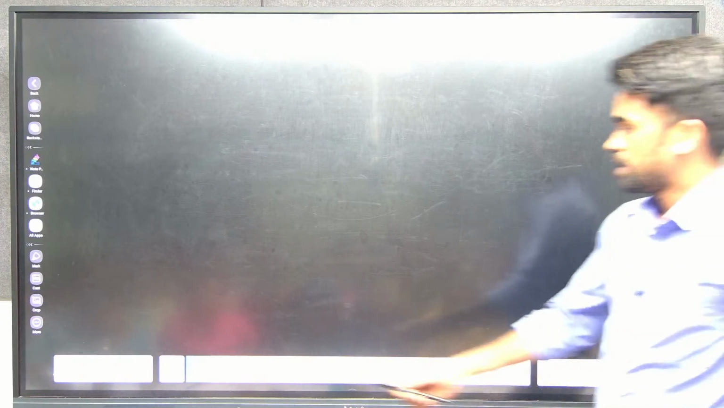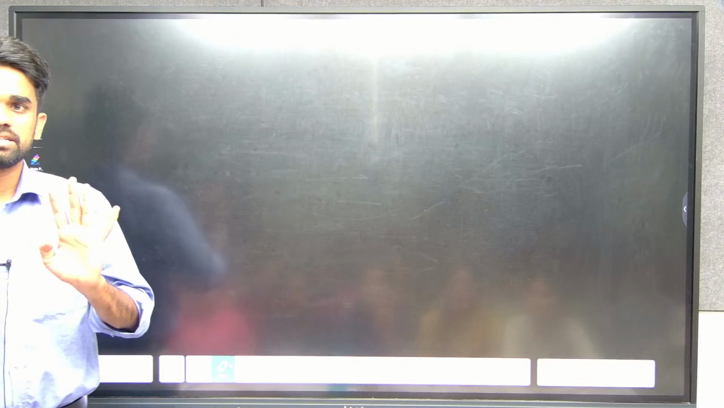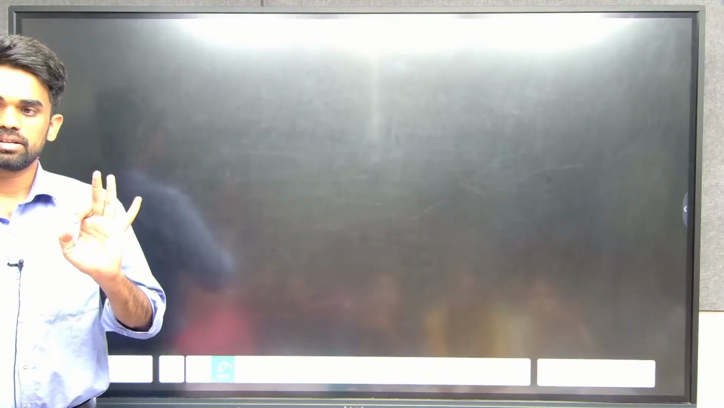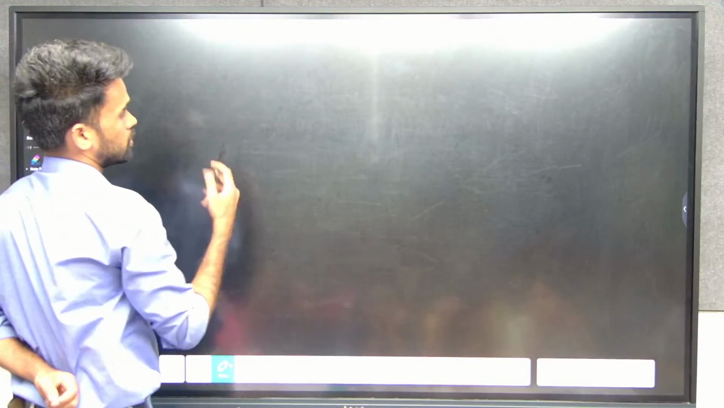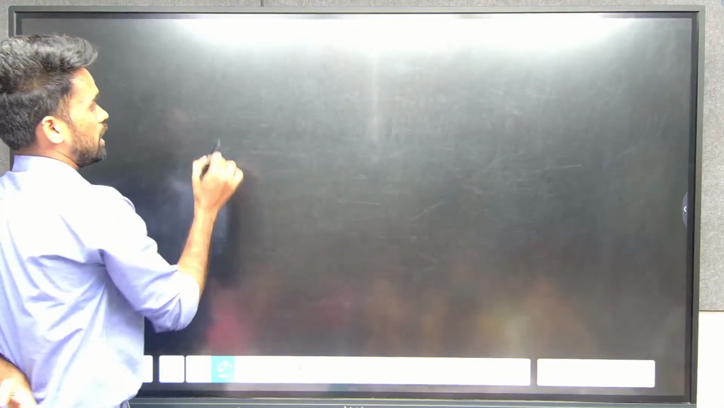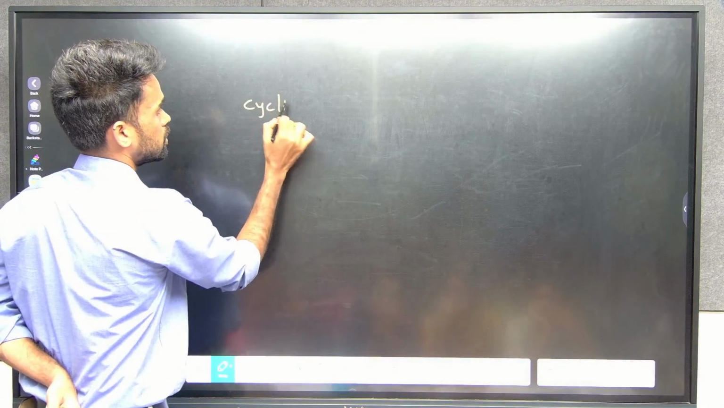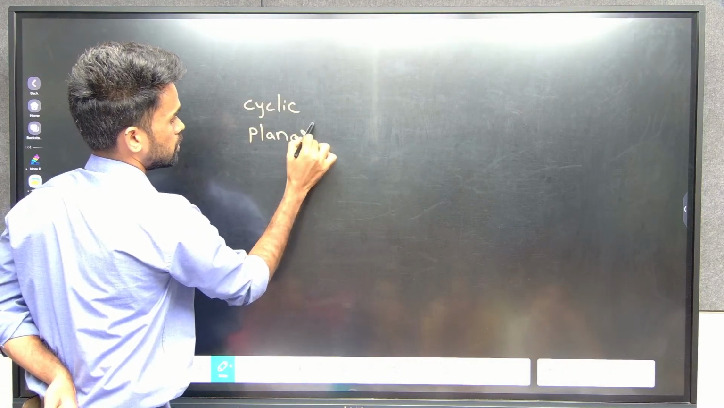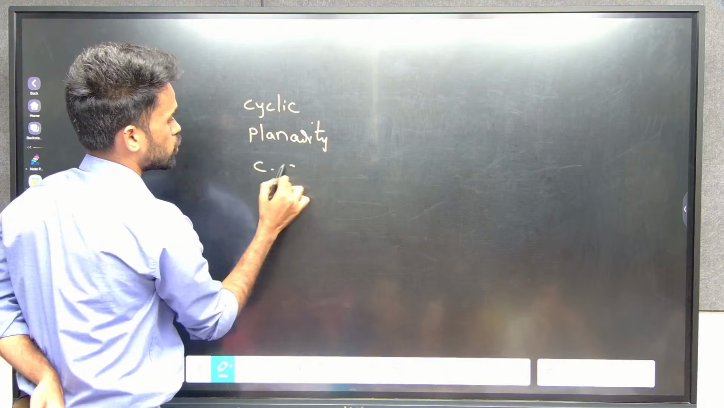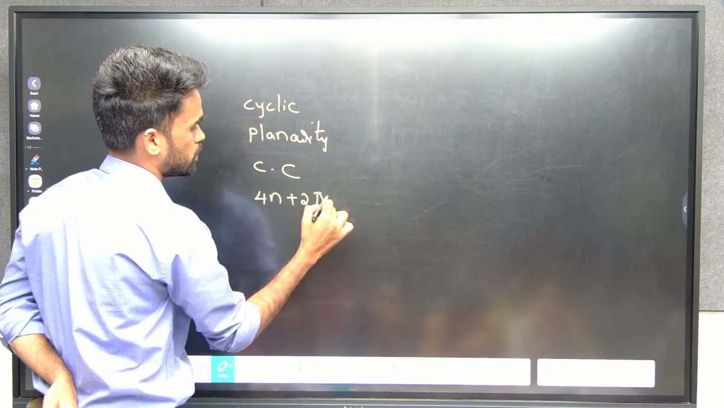Okay. Everyone, tell me once again, what are the 4 conditions we discussed? Okay, wait. For a compound to be aromatic, it should be cyclic first. Then next, it should have planarity, complete conjugation, and 4n plus 2 pi electrons should be there.